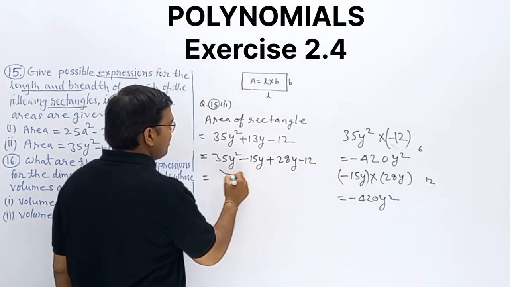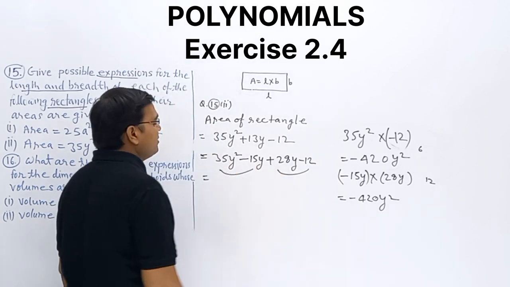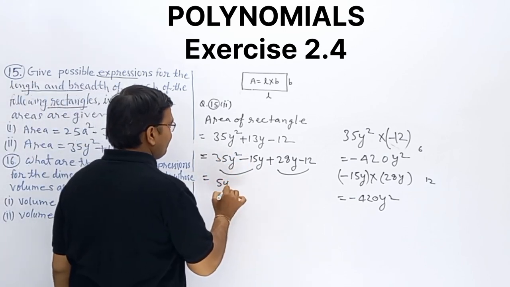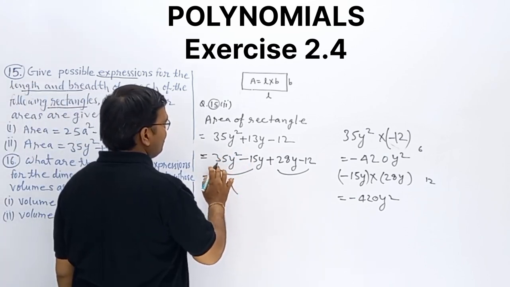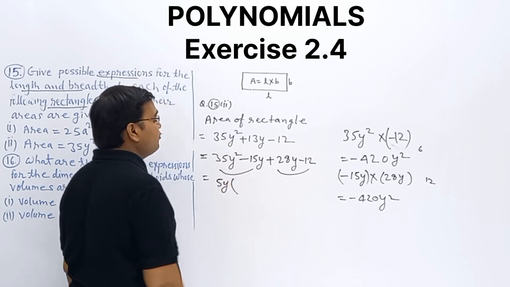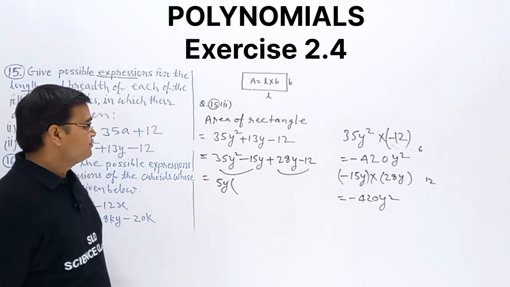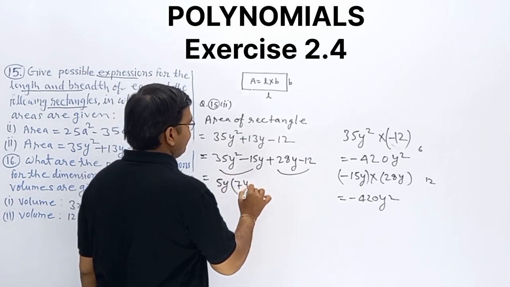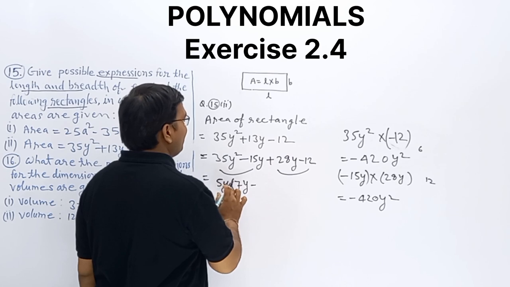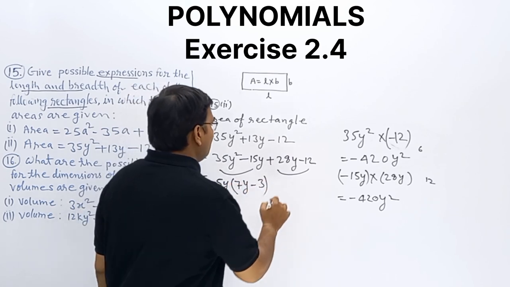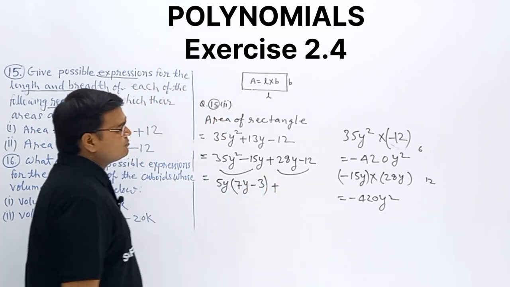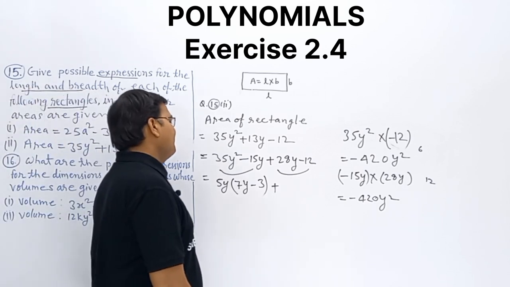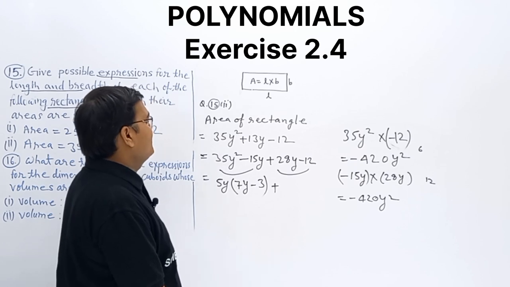Now take common factors from the pairs. Y is common, and both are multiples of 5, so 5y is common. Dividing by 5y, 35 divided by 5 is 7, and y square upon y is y, so we get 7y. Minus 15y divided by 5y is minus 3. Clear? In the other pair, what is the common factor? Now we can take 2 outside.